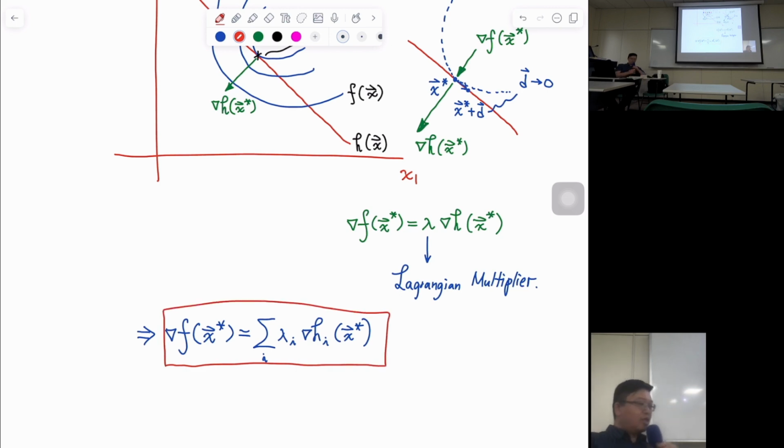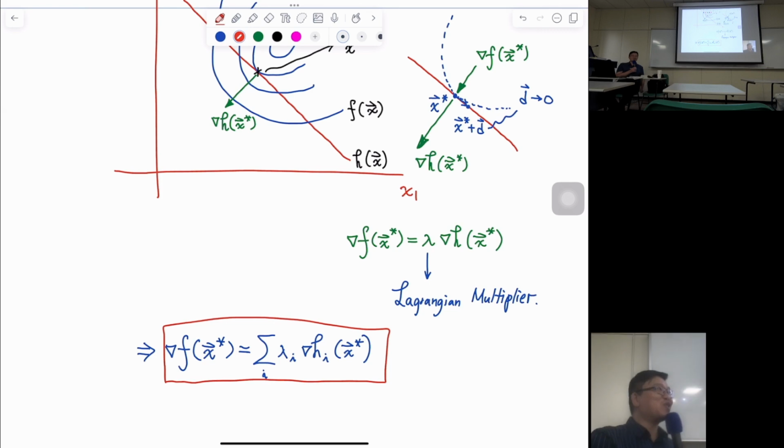This idea will lead us to the KKT condition. This is an important idea to start. Any questions?